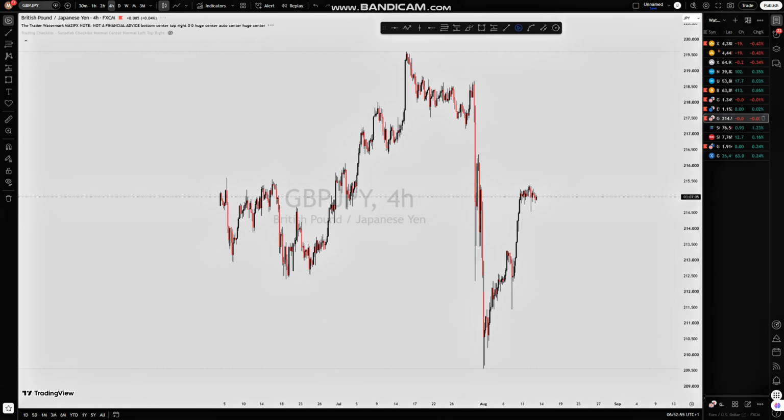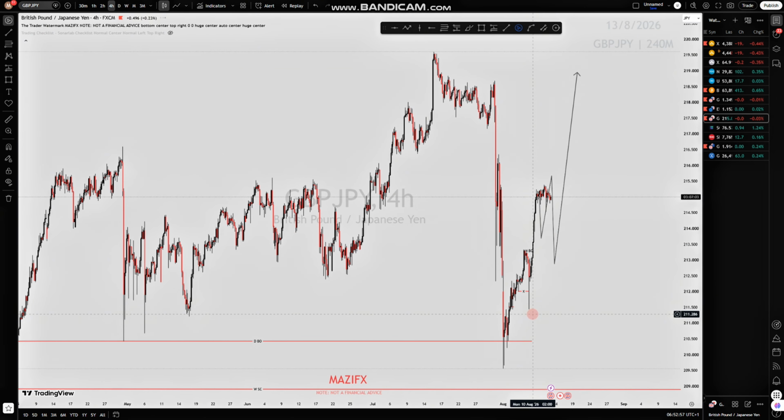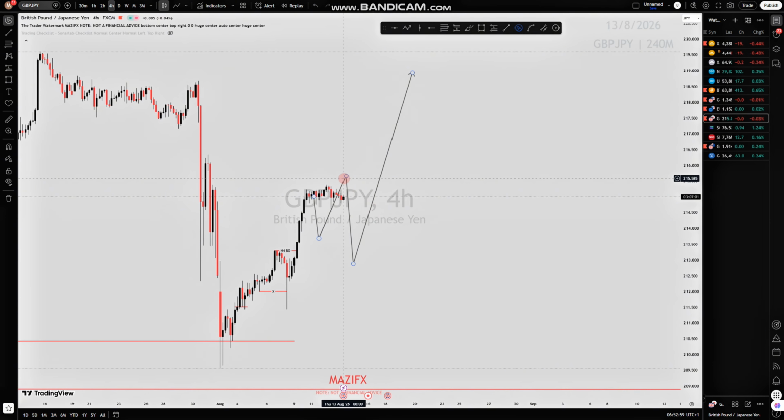So GJ, waiting for GJ to drop. It has not given an inducement yet. I'm waiting for it to form so it can come into this zone. Then they will continue buying to the upside.